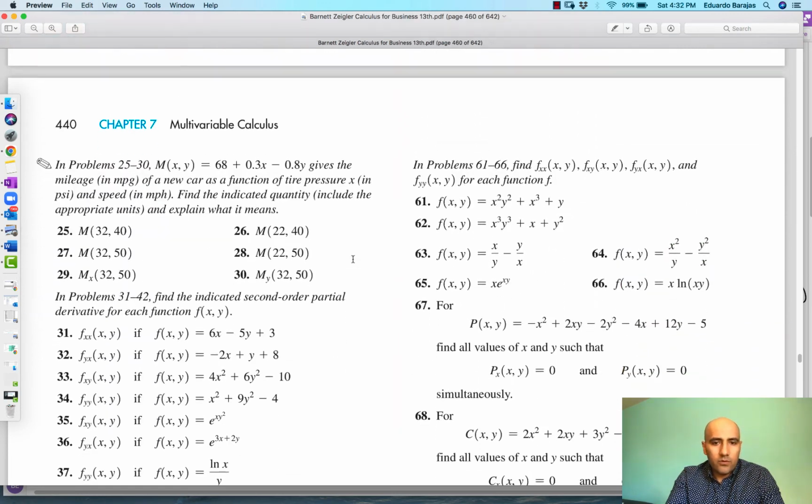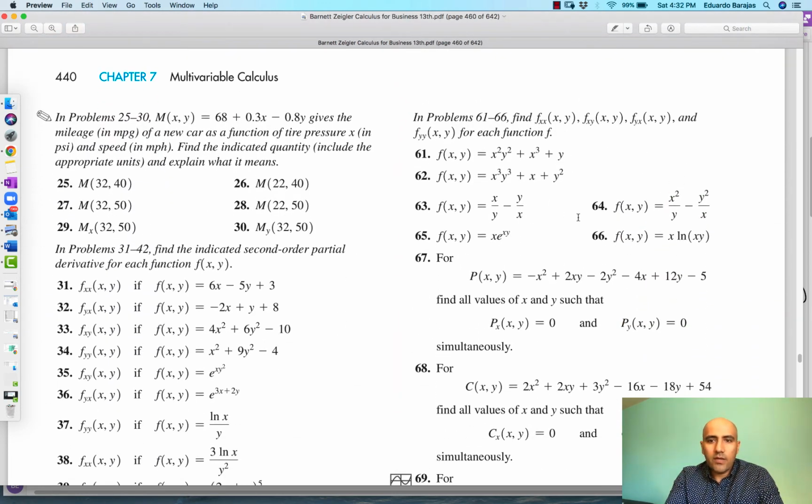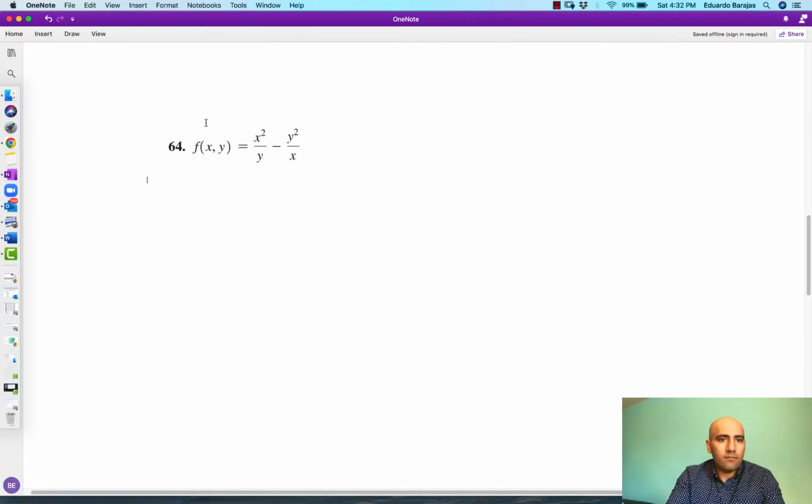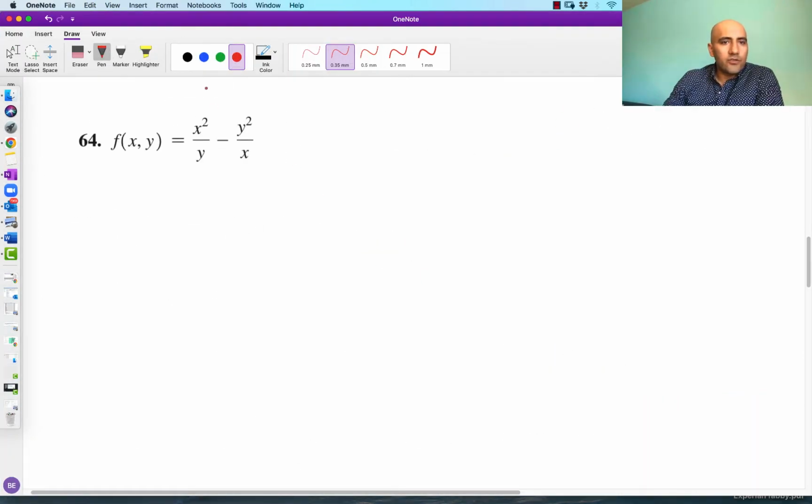Okay, back to our problems. Let's try number 64, which just asks you to find all 4 second-order partial derivatives. So the instructions are just to find all 4 second-order partial derivatives of this function. So let's go about and find them all. First of all, we're going to need the first order. So we're going to need f sub x of x comma y, which is equal to the derivative with respect to x on this function.